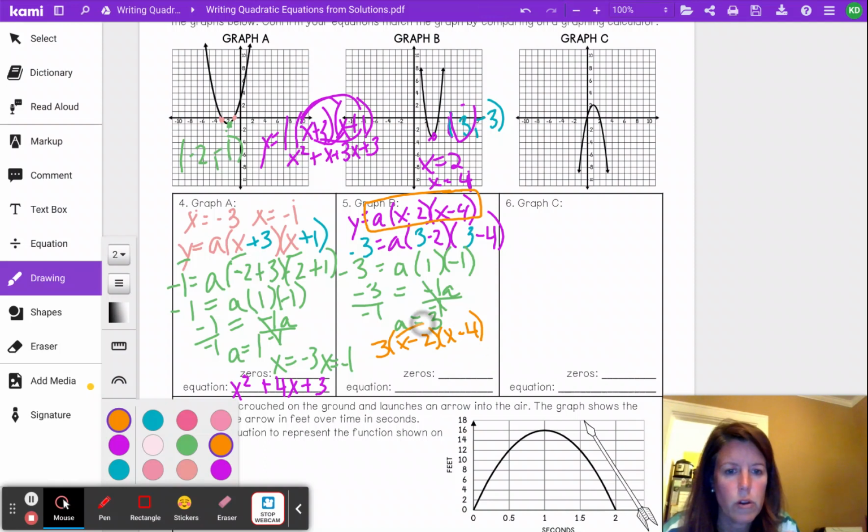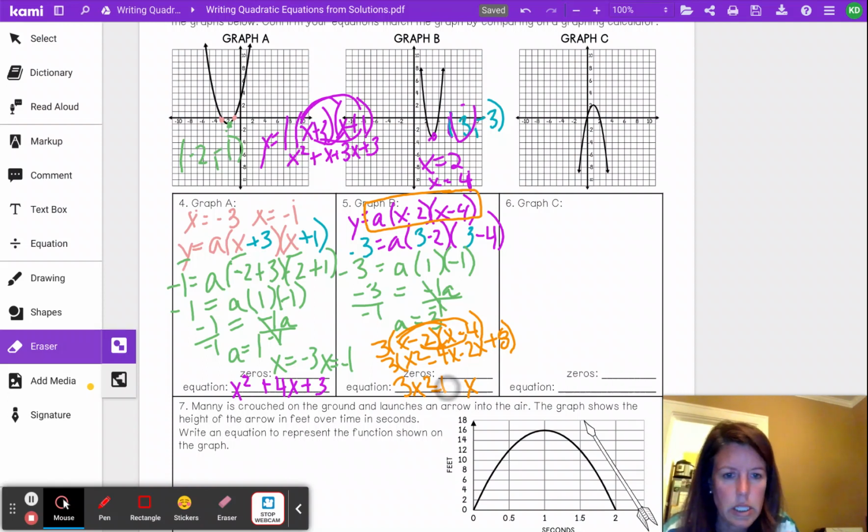So if we FOIL this out, that would be x squared minus 4x minus 2x and then plus 8. Now remember, we have to multiply everything by 3 now. So our equation, I'm going to write on this bottom line, 3 times x squared is 3x squared. 3 times negative 4x, that is negative 12x. And then 3, oh shoot.